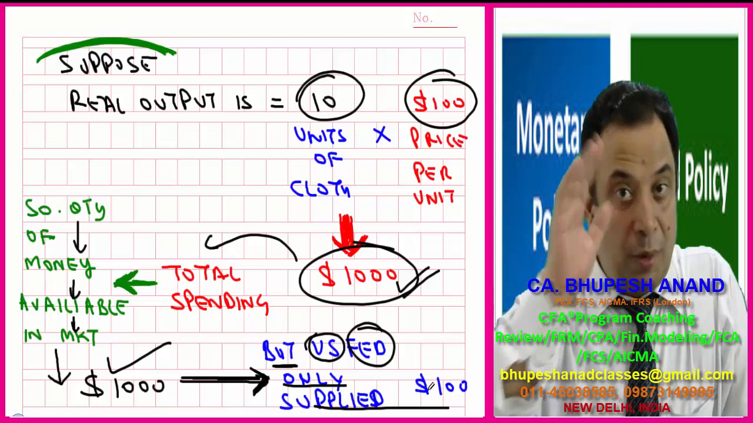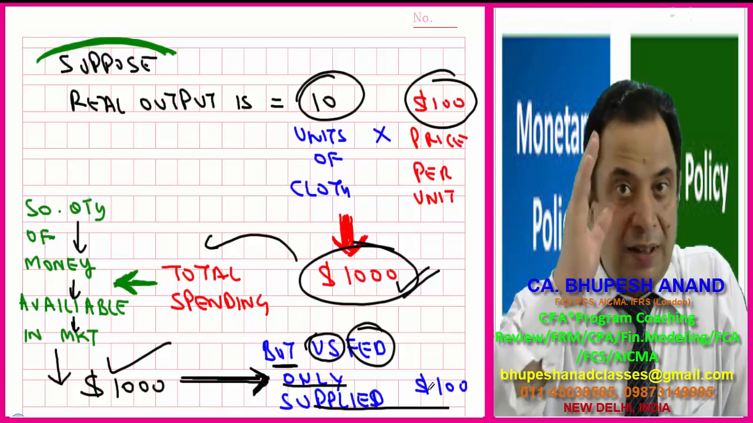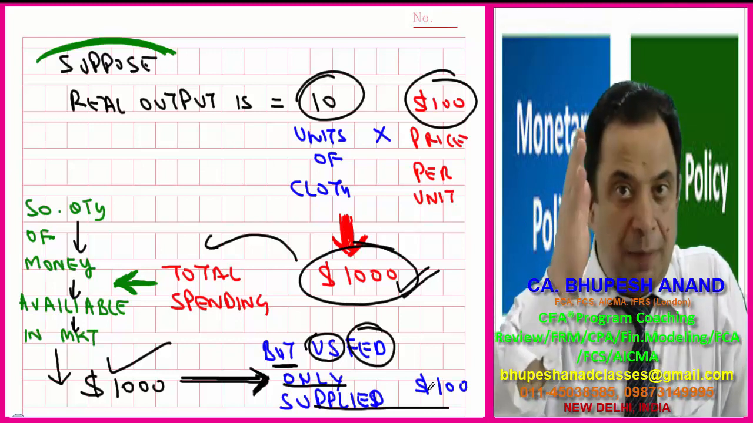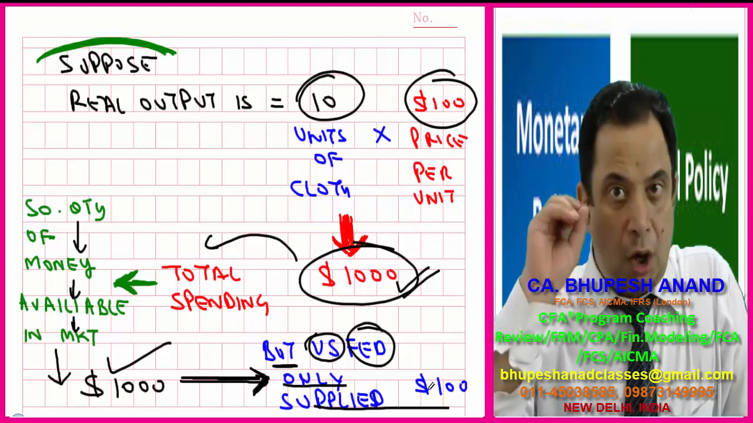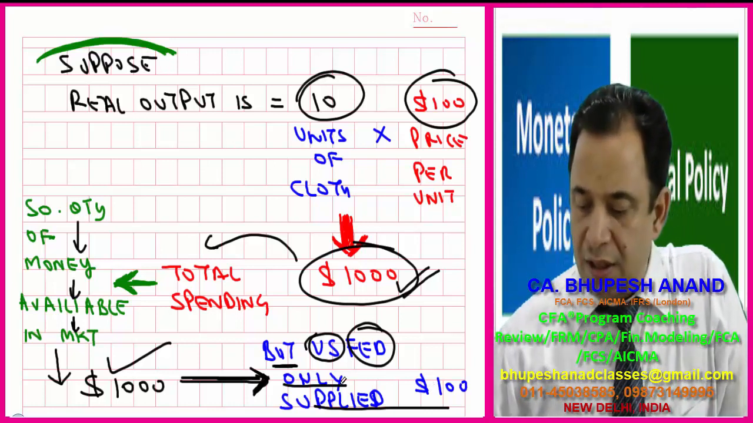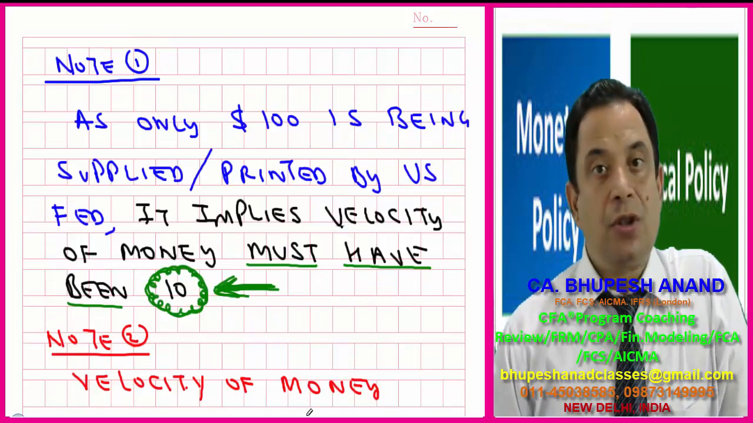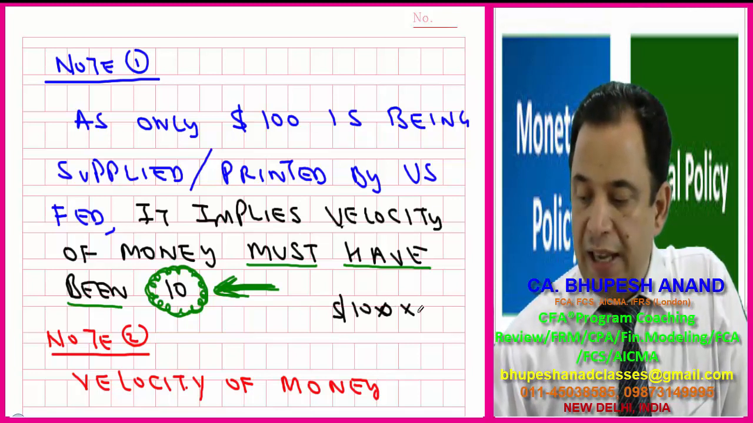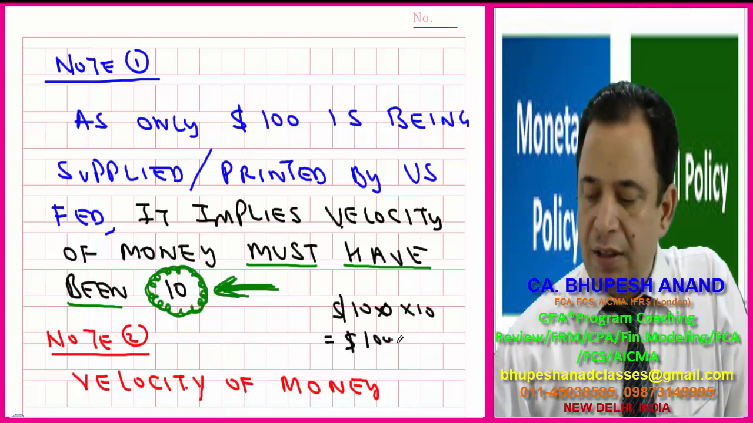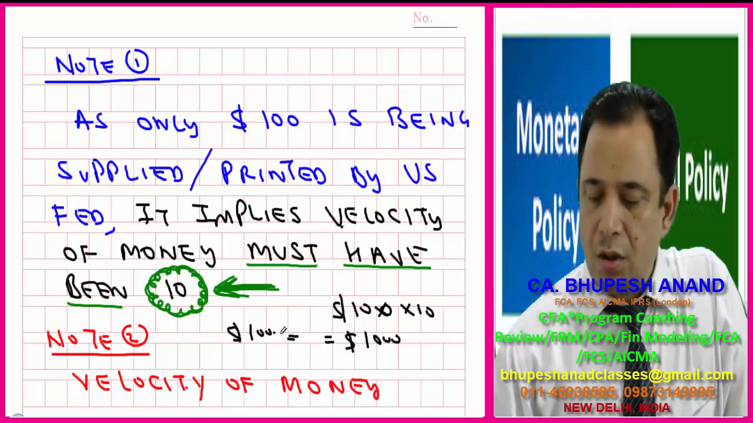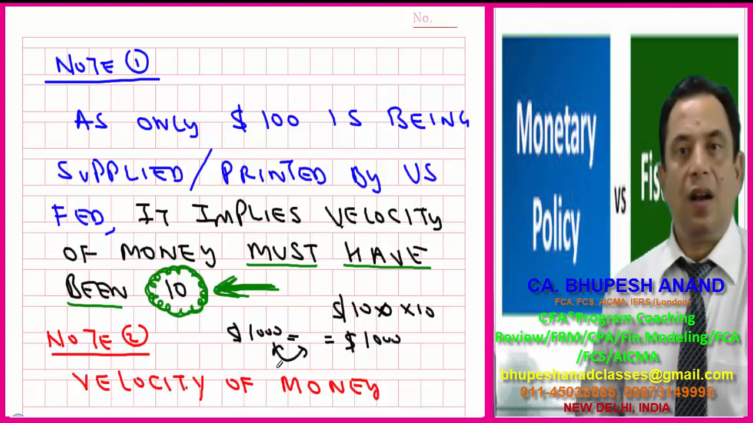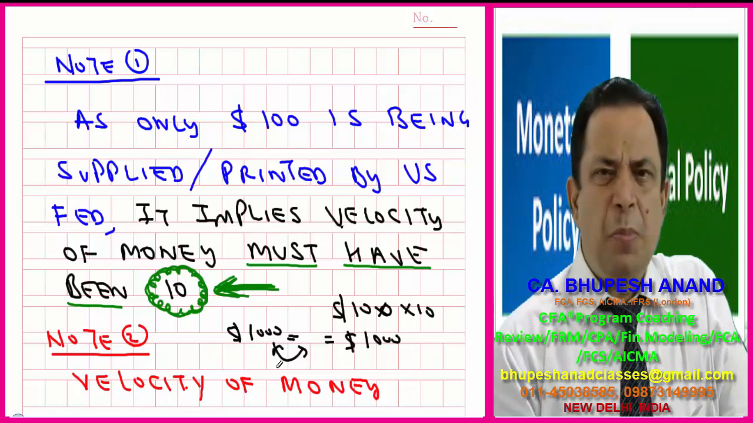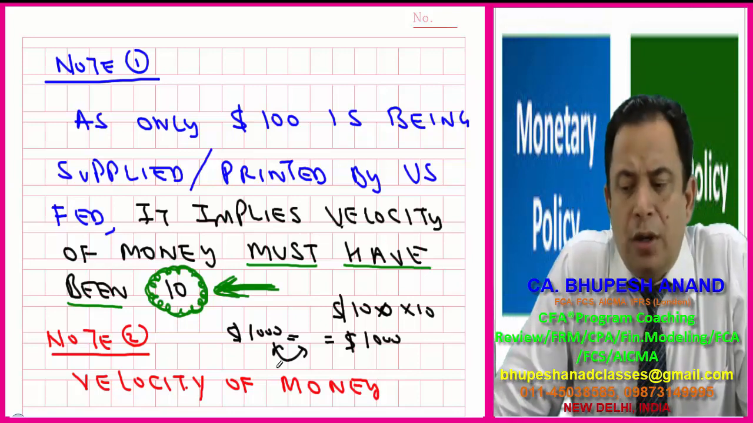My dear friend, just listen to me. $1,000 is the total spending, it is the total GDP, but US Fed is only issuing $100 of currency notes. So it implies that there must be a velocity of 10, because if I multiply $100 with 10, that comes to $1,000, and $1,000 should be equal to $1,000. You getting my point? So just write note number one, a very important interpretation: as only $100 is being supplied and printed by US Fed, it implies velocity of money must have been 10.